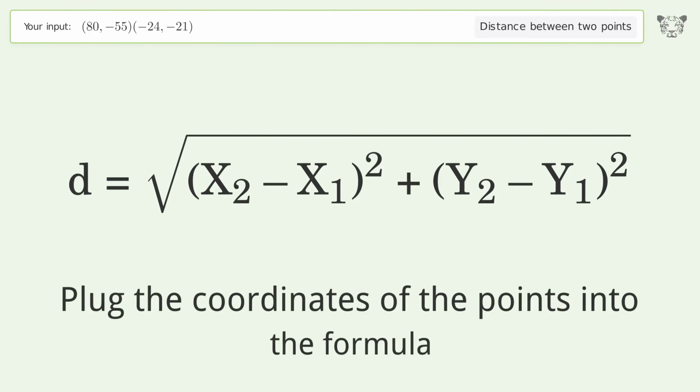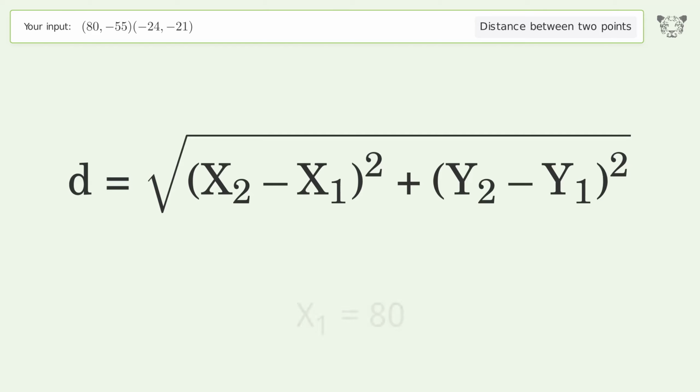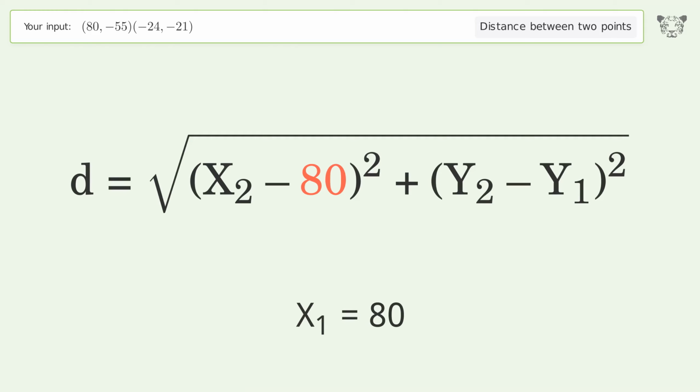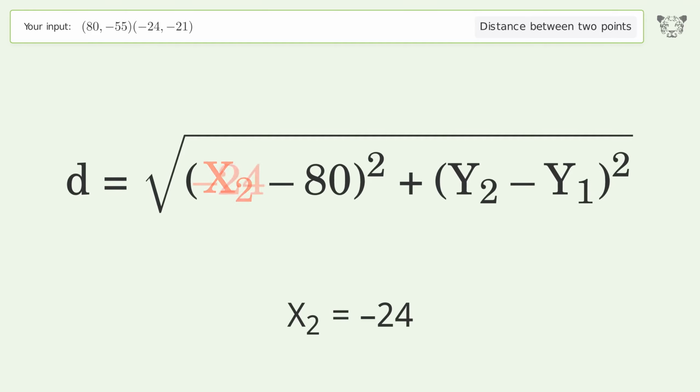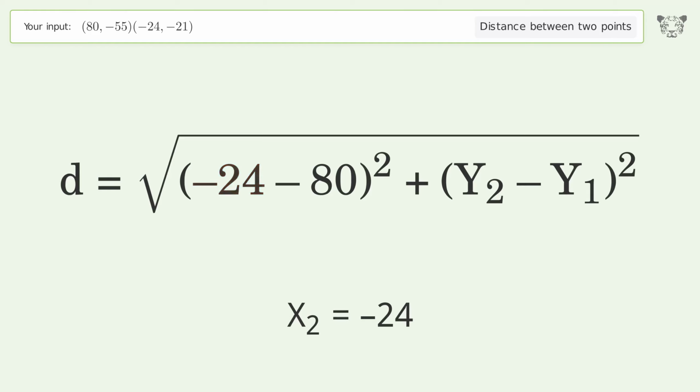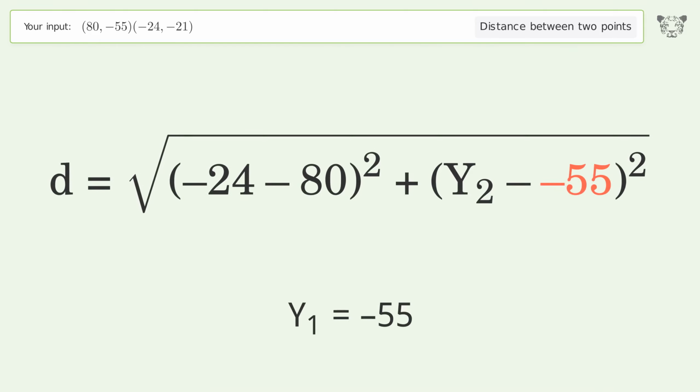Plug the coordinates of the points into the formula. x1 equals 80. x2 equals negative 24. y1 equals negative 55. y2 equals negative 21.